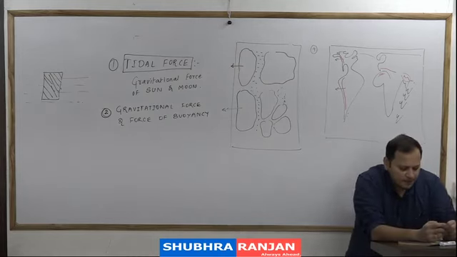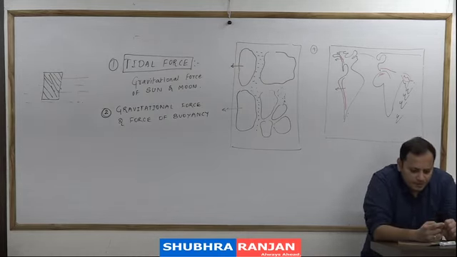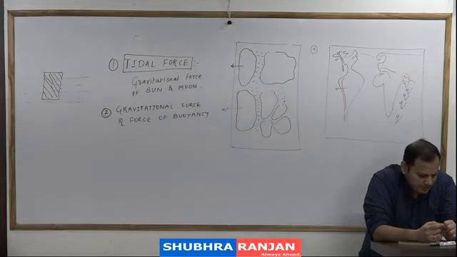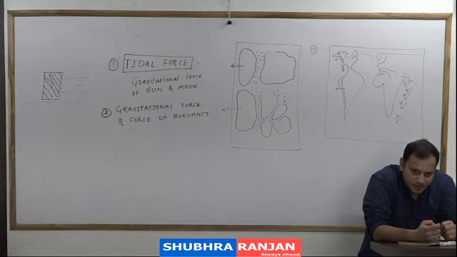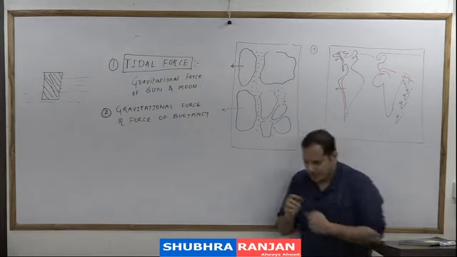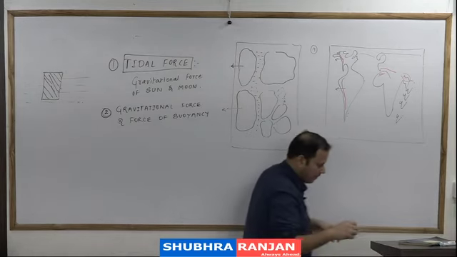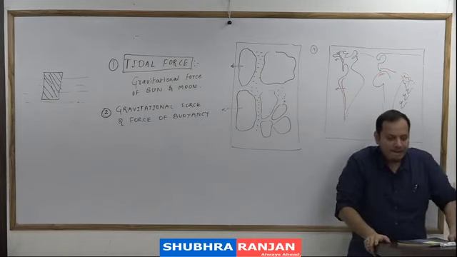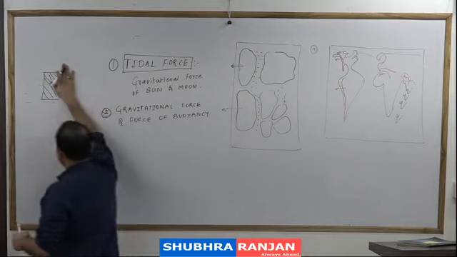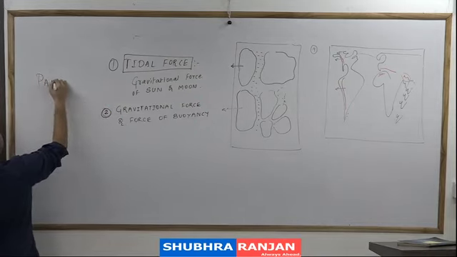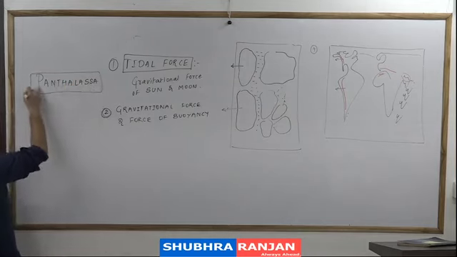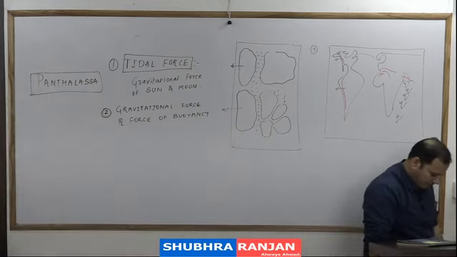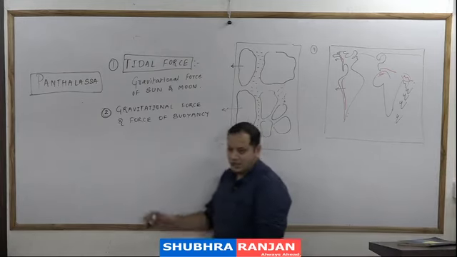So the theory, point number 1: before the Carboniferous period, there was a supercontinent known as Pangaea, which was surrounded by a super ocean known as Panthalassa.